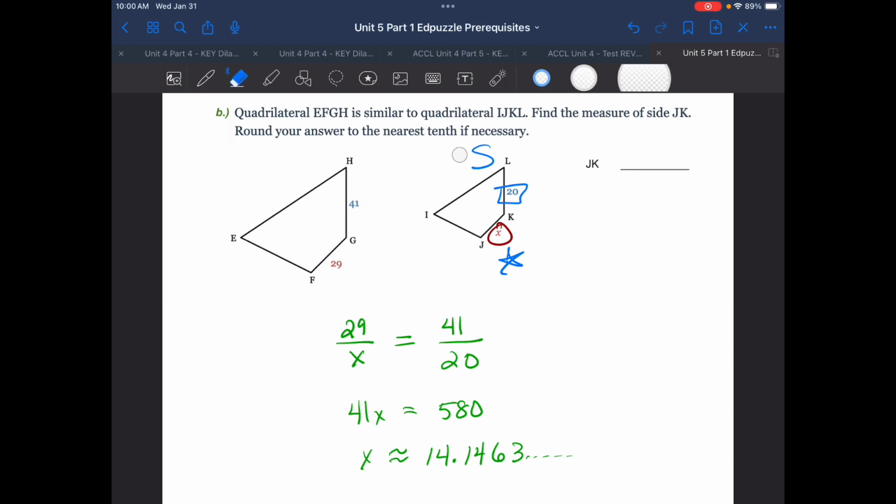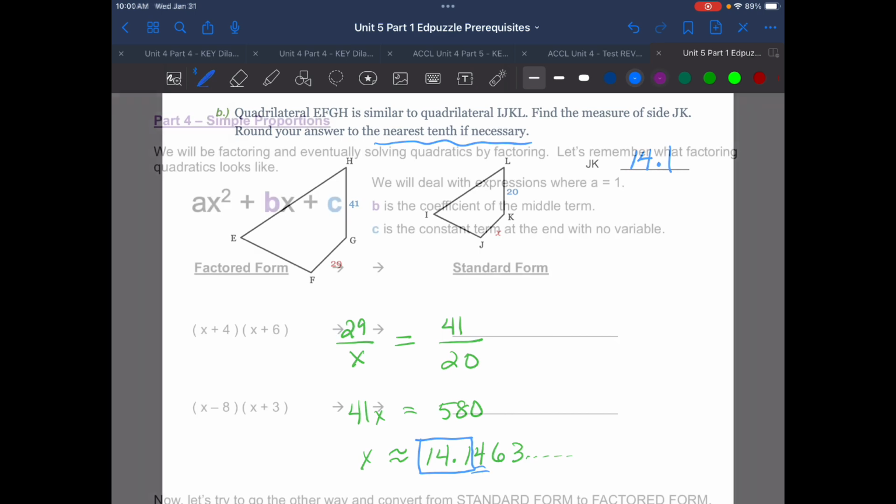Okay? So if you notice, there's my proportion down below, and I get a number that is smaller than 29. I get 14 and an infinite decimal, so we got to round to the nearest tenths. So I'm going to say this is, ready? Do I leave it as 14.1? Yes, because the next number is smaller than 5. So I'm going to get 14.1.